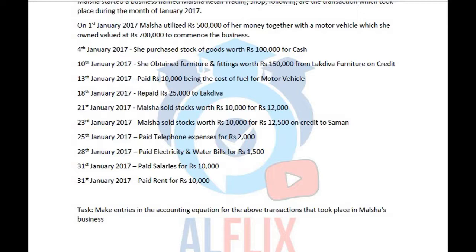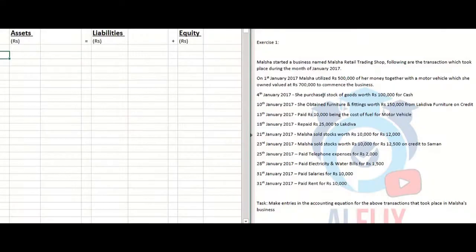Now let us apply these on the accounting equation. Also, this example is available for your reference in the link provided in the description. You have learned the accounting equation in your chapter 2 part A series. As a recap, the accounting equation is: total assets equals total liabilities plus total equity.